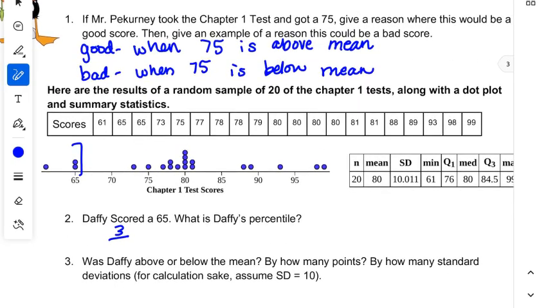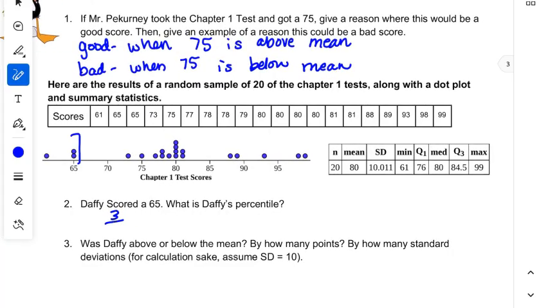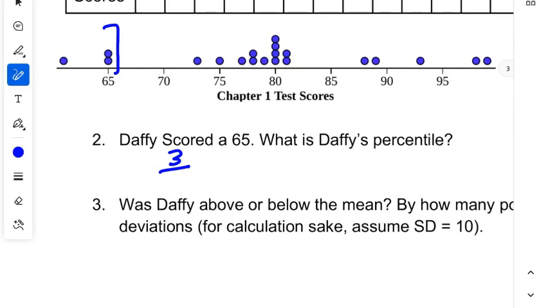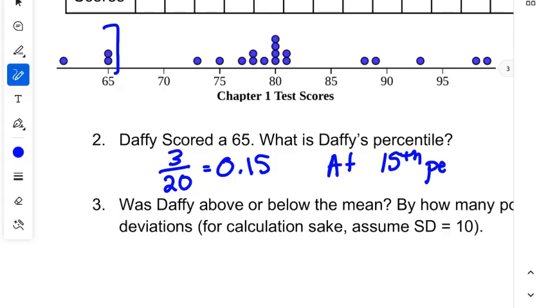So here are 20 data values from a random sample of the chapter 1 test. Not our data, but someone else's data, along with a dot plot and summary stats. Daffy scored a 65. What is Daffy's percentile? To find a percentile, you look at or below the 65. There are 3 data points at or below, so we do 3 out of 20 and divide that. 0.15. So Daffy's score is at the 15th percentile.